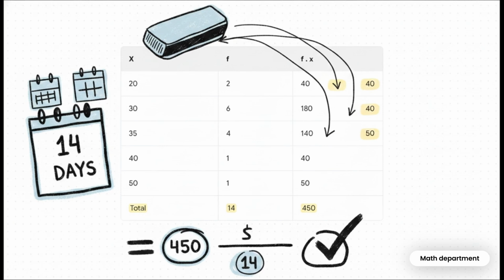You should have added a third column for f times x. Let's check the math. 20 times 2 is 40. 30 times 6 is 180. 35 times 4 is 140. 40 times 1 is 40. And 50 times 1 is 50.